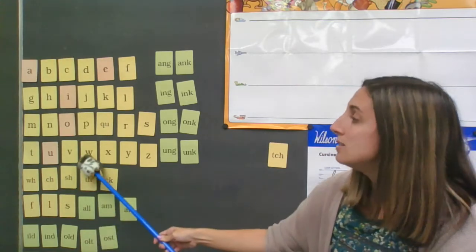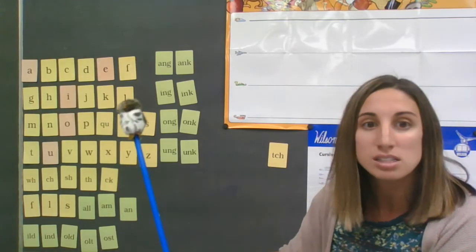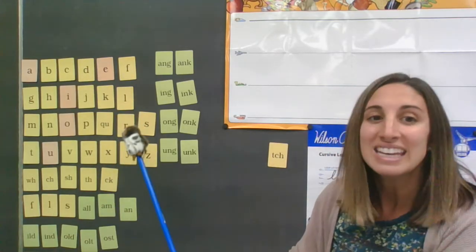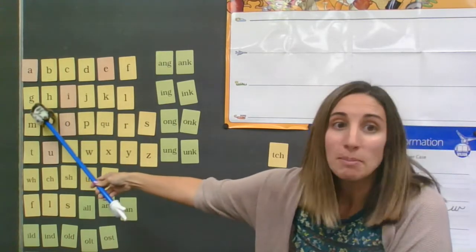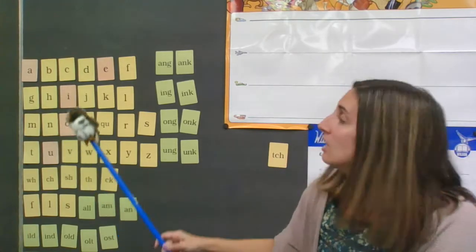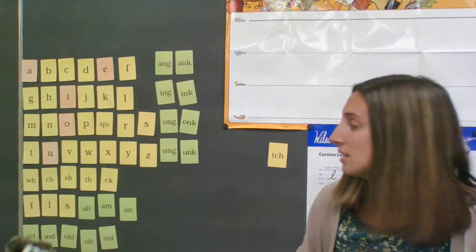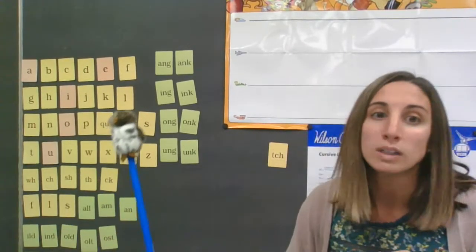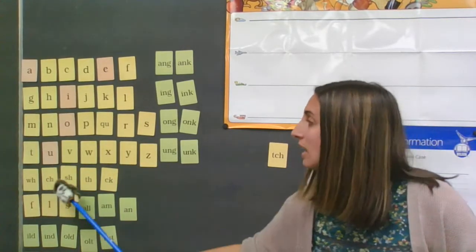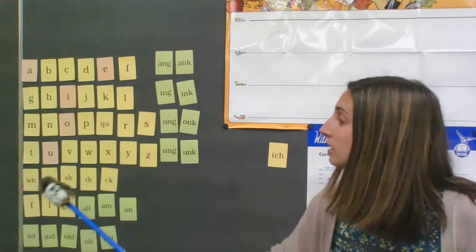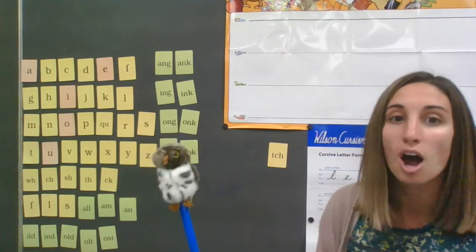Here we go. W, wind, w. X, fox, x. Y, yellow, y. G, game, g. J, jug, j. Very good. And then some digraphs. Let's go. WH, whistle, w. CH, chin, ch. SH, ship, sh. TH, thumb, th. And CK, sock, k.